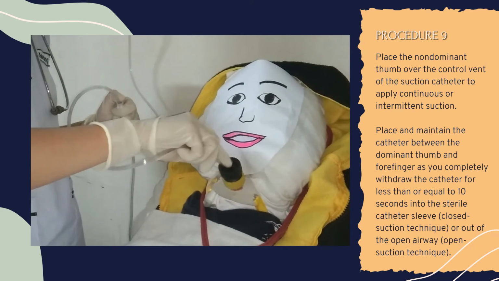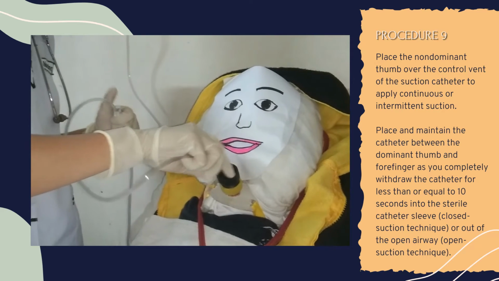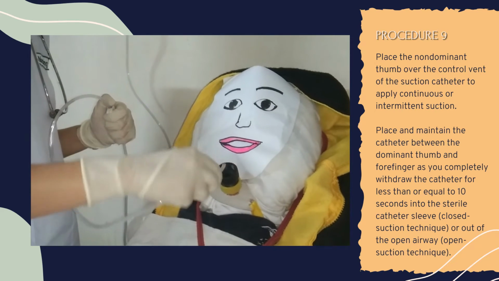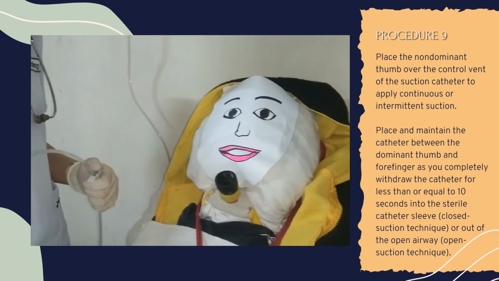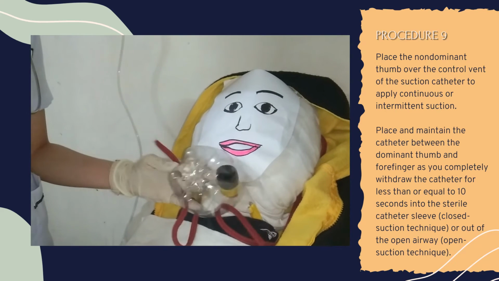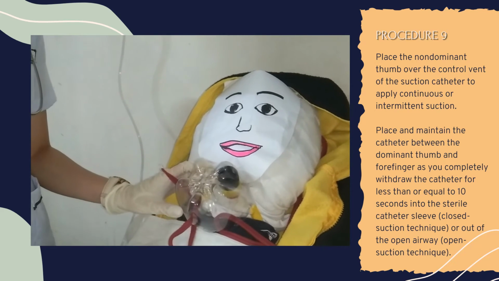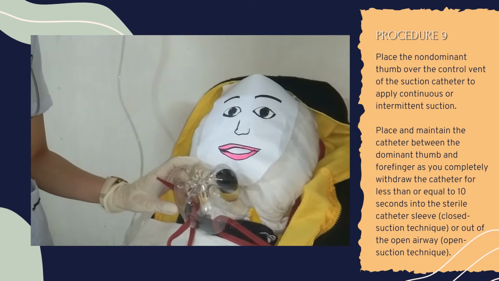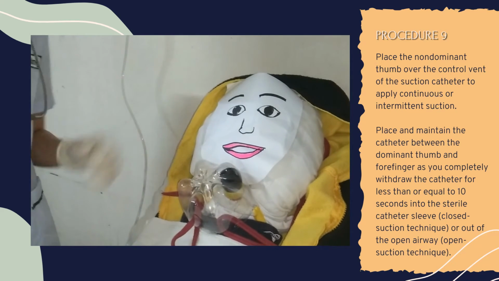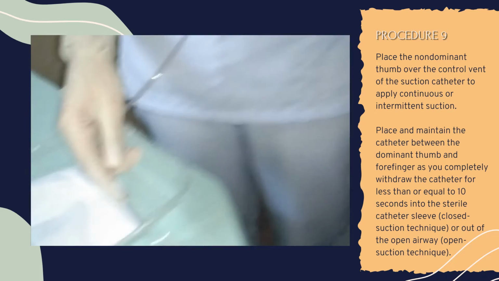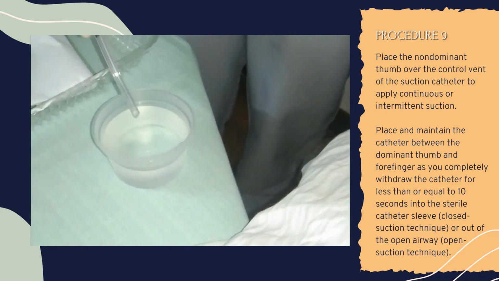With the control vent of the suction catheter open to air, gently but quickly insert the catheter with the dominant hand into the artificial airway until resistance is met. Then pull back 1 to 2 cm before applying suction. Suction should be applied as needed to remove secretions and for as short a time as possible to minimize decreases in arterial oxygen levels.